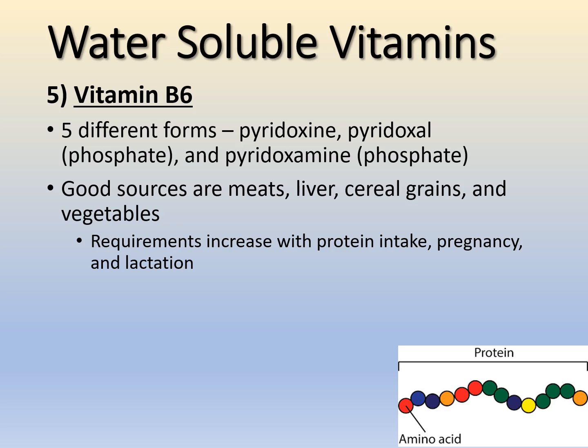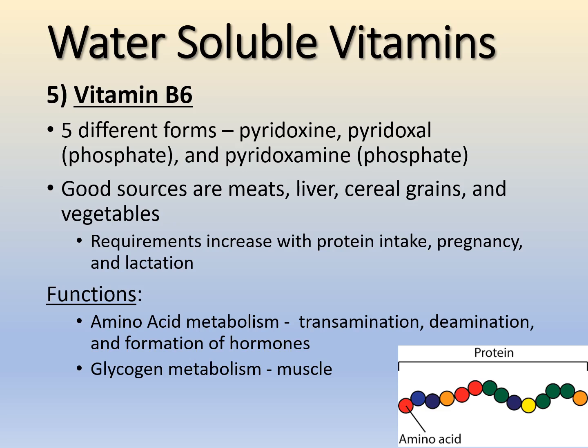Its requirements increase with protein intake or during pregnancy and lactation, when you require more protein. So there are lots of good sources: meats, liver, cereal grains, vegetables, lots of diverse foodstuffs for vitamin B6. So again, really think amino acid metabolism, right? When you're going to transaminate and deaminate all those proteins and amino acids, it's very important for that.